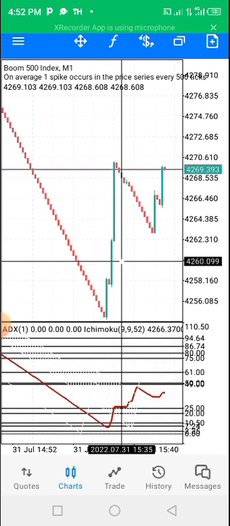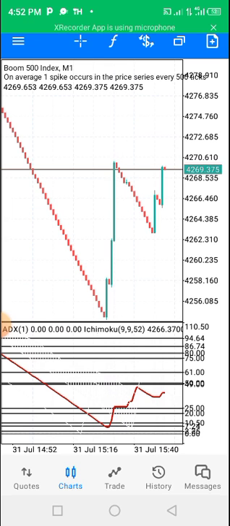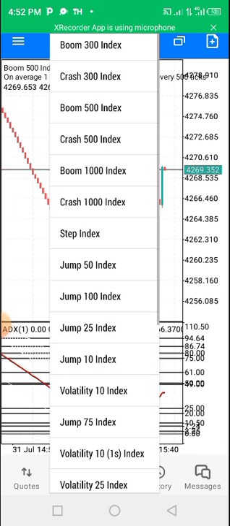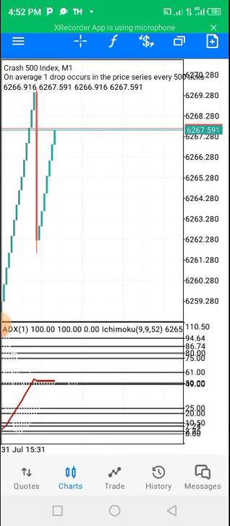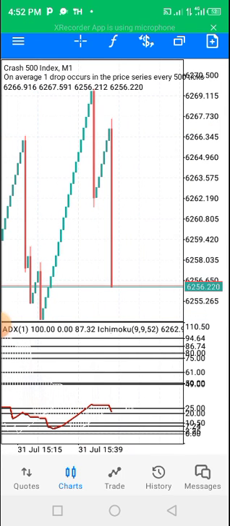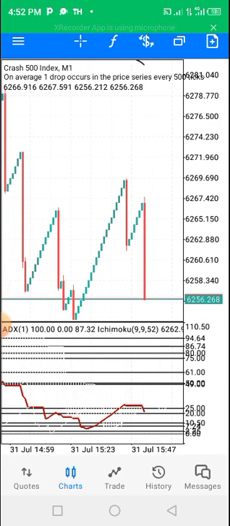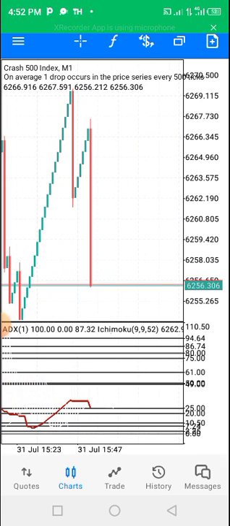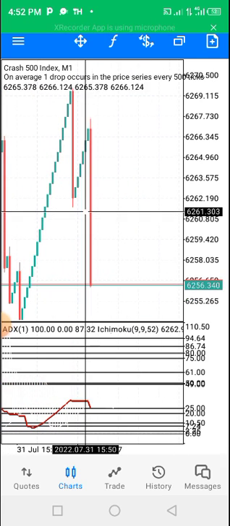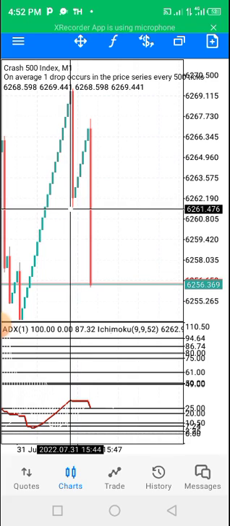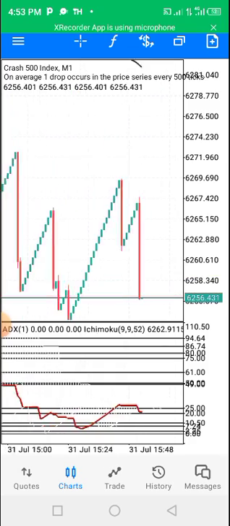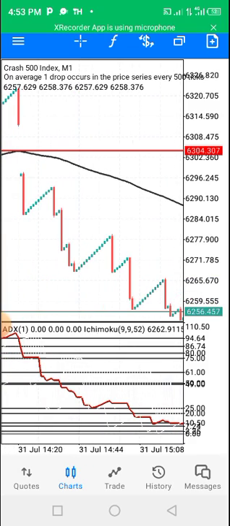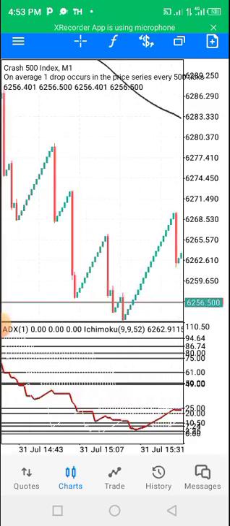Okay, let's just take a look at crash. This is crash 500. As you can see, we just got our spike on crash. We just got a spike here on crash. It's a very powerful strategy and it works very perfectly.